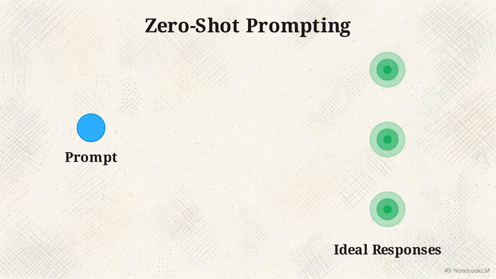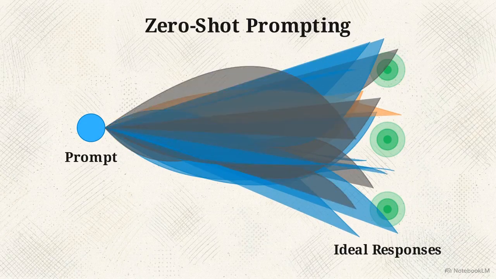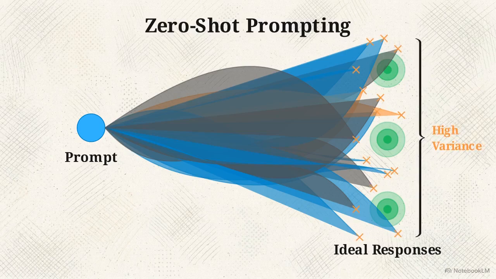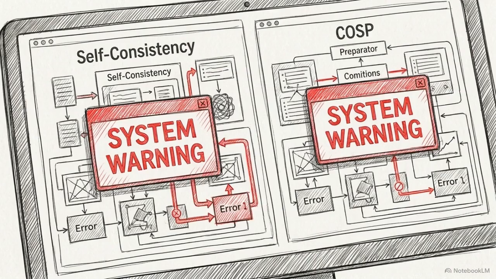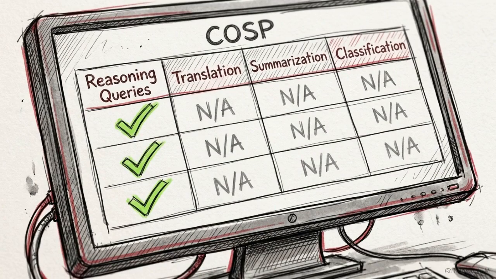By generating its own pseudo-demonstrations, USP removes the manual labeling bottleneck, allowing high-performance prompting to be applied to tasks where no human-verified examples are available. Standard zero-shot prompting is often unreliable because a lack of specific direction leads to high variance in how the model interprets the task. Previous attempts to reduce this variance, such as self-consistency and COSP, faced significant technical hurdles.